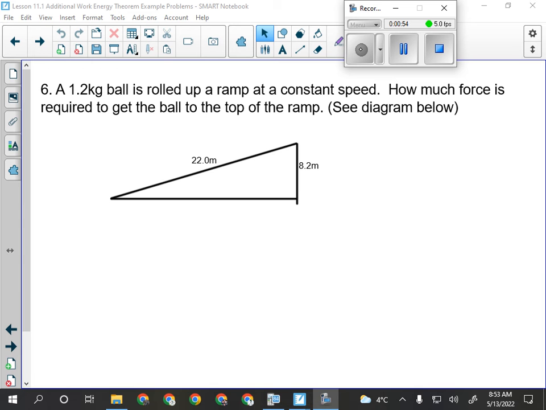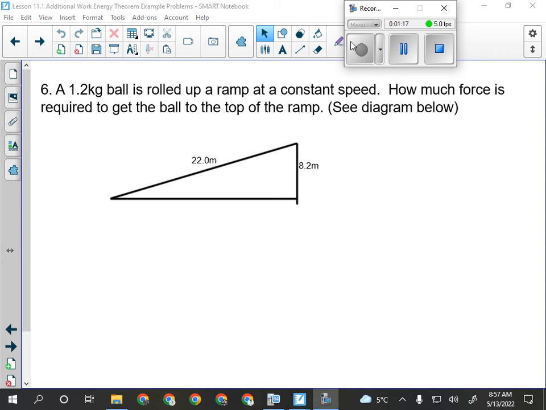Okay, so give that one a try, guys. Write it down, put the diagram on there. Okay, the diagram is important. For what you're doing, you will need both of the numbers that are on that diagram. Okay, just to kind of get you started here.